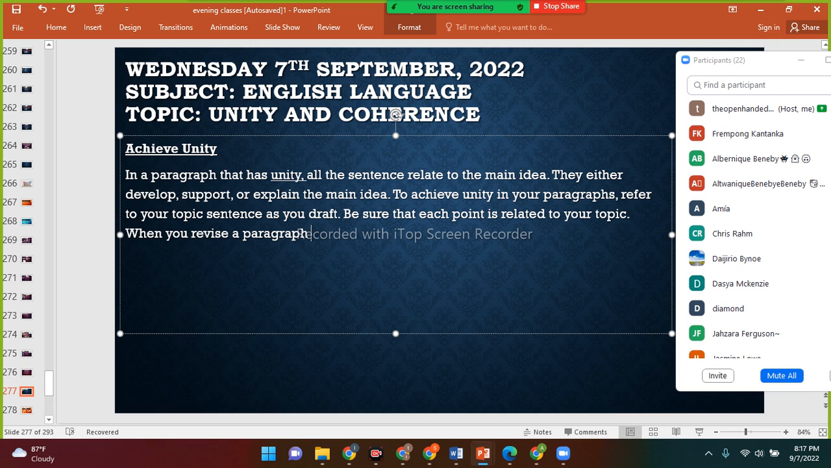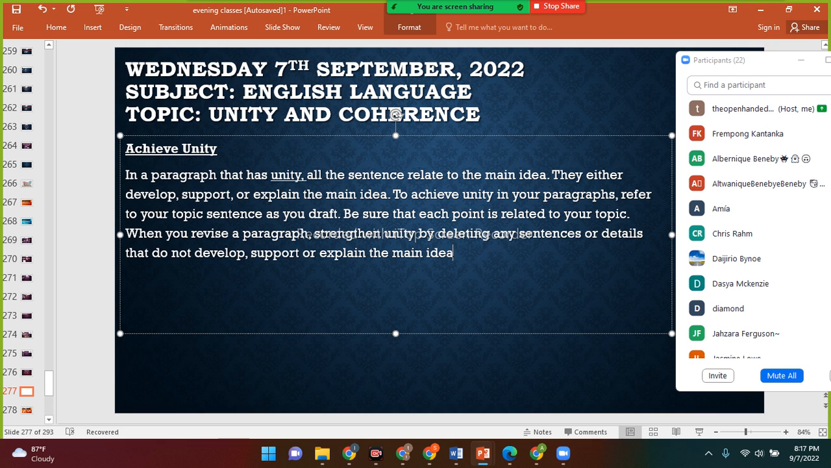So when you revise a paragraph, strengthen unity by deleting any sentences or details that do not develop, support, or explain the main idea. All right? So do that.